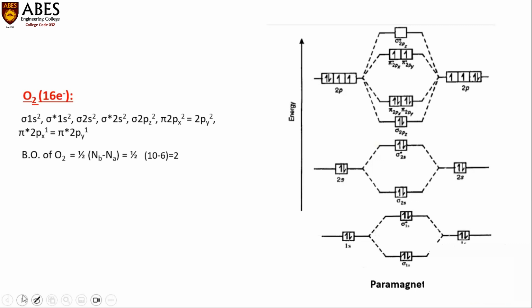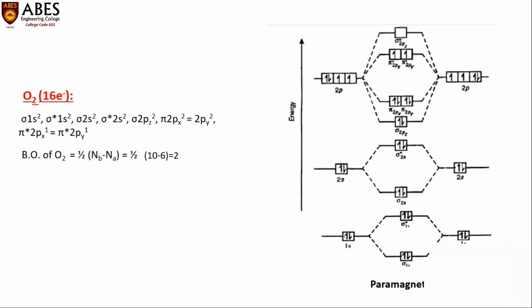The oxygen molecule contains 16 electrons, and here the difference will be only in the 2p orbital. So here first the sigma 2pz orbital will be filled. After that, the remaining pi 2px and pi 2py orbitals will be filled. So we know the electronic configuration of oxygen: one oxygen atom is 1s2, 2s2 and 2p4.